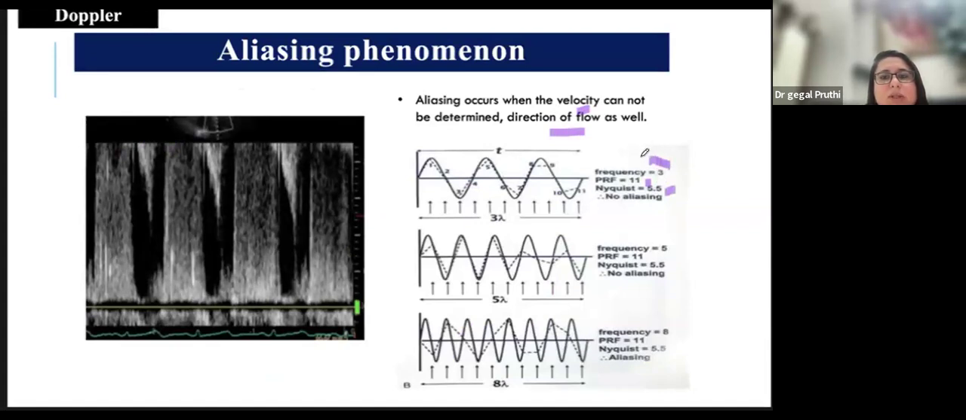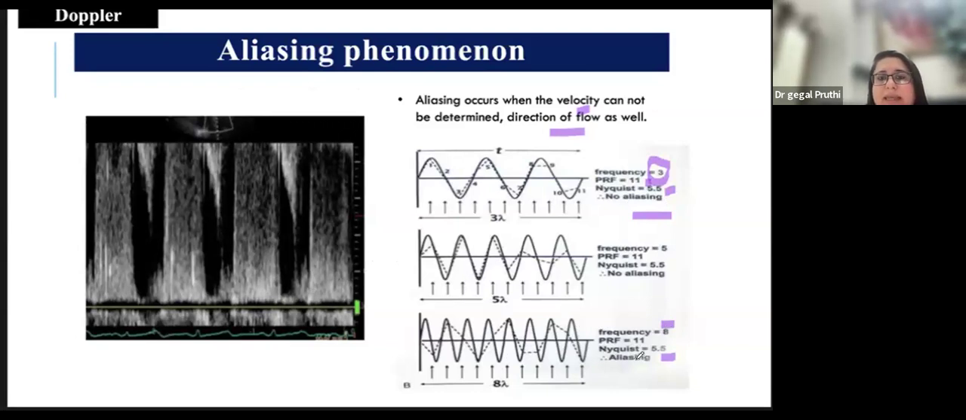If you have a frequency of 3 and the Nyquist limit is 5.5, so the maximum limit which you can determine is 5.5, but your frequency is 3, so there will be no aliasing in this figure. But in this figure, if your frequency is 8 but your Nyquist limit, which is the maximum limit which you can determine, is 5.5, then aliasing will occur and you will not be able to see the proper velocity and direction of flow.